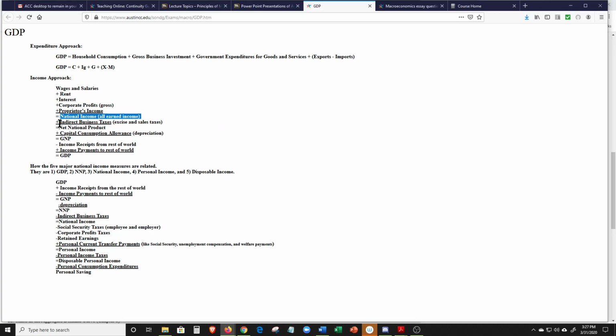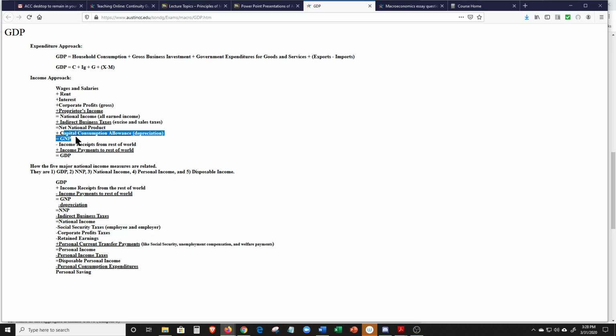If we then add the indirect business taxes to that, which just basically means, as we said in class, excise and sales taxes, we get net national product. And it's not net domestic product because this is the income approach. Basically GNP is income and GDP is the value of the goods produced. So once we add indirect business taxes, we get net national product. And then to that, if we add depreciation, we get gross national product.